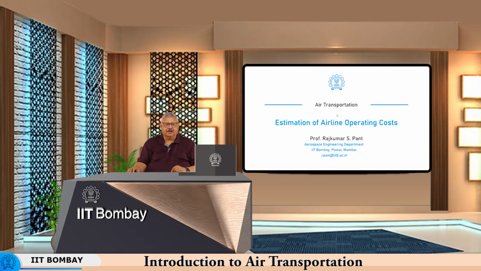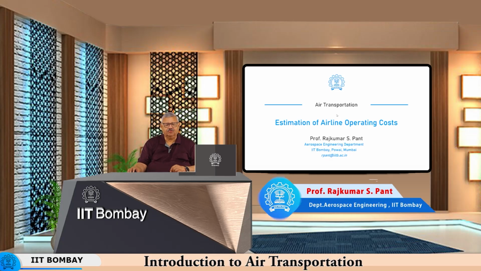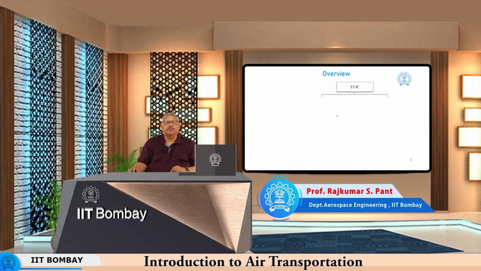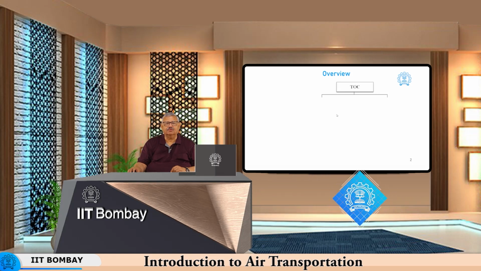Let us have a look at how we estimate the operating costs of an airline. The total operating cost of an airline is abbreviated as TOC, and the TOC has two major components, which are the direct operating cost DOC and the indirect operating cost IOC.